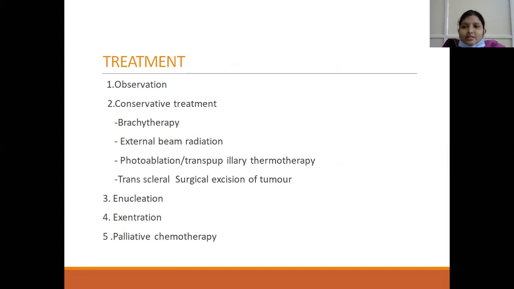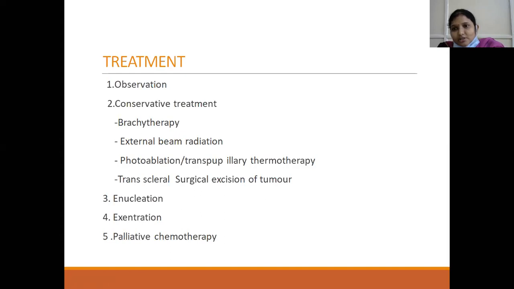And when do we do conservative treatment? If the size is less than 16 mm and the thickness is about 10 mm. So what are the various types of conservative management? They are brachytherapy, external beam irradiation, transpupillary thermotherapy and transscleral excision of the tumor. Next we do enucleation, that is removal of the entire eyeball as a whole.